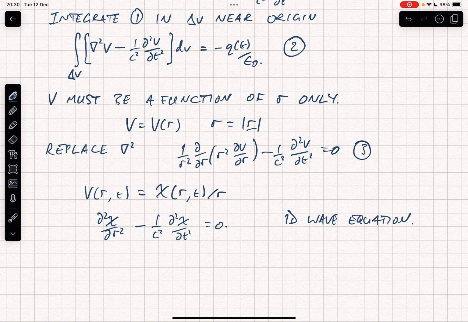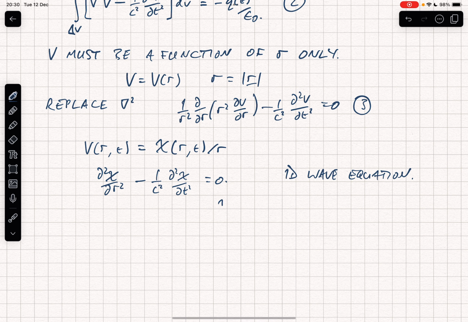It's very easy to show that the 1D wave equation is solved by writing chi of r and t as the sum of some function f of r minus ct plus another function g of r plus ct. Those are essentially arbitrary functions. They will solve that so long as they have the appropriate differentials.